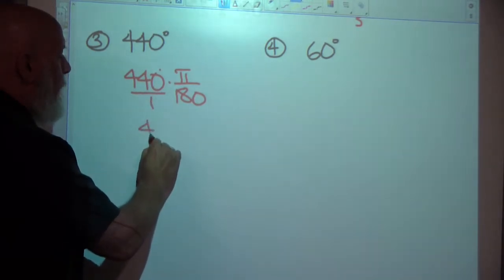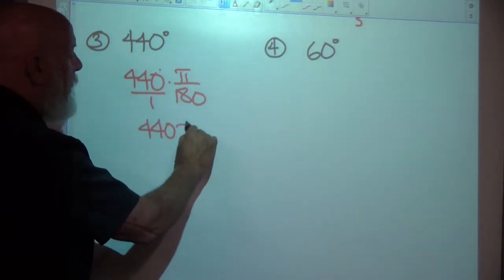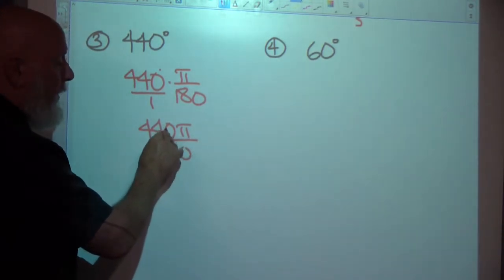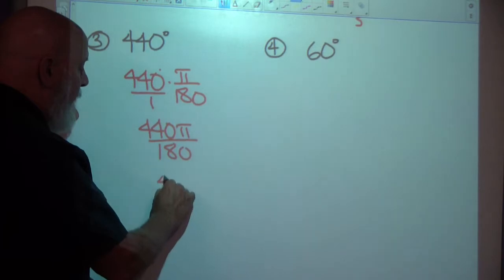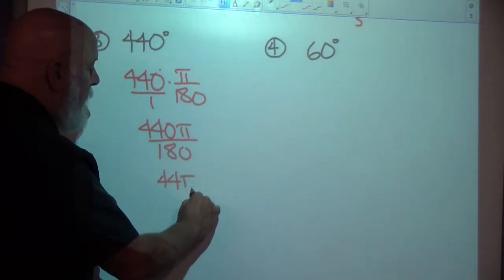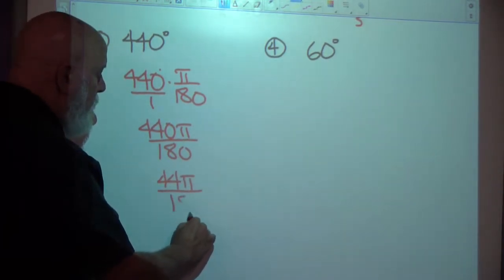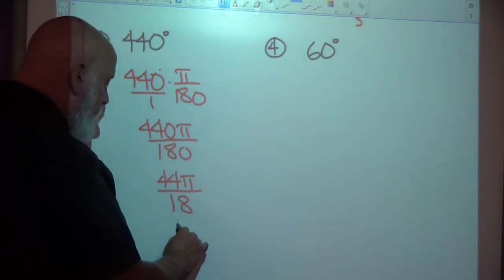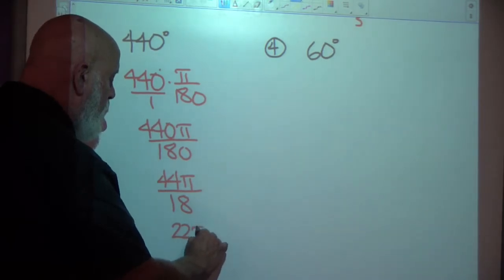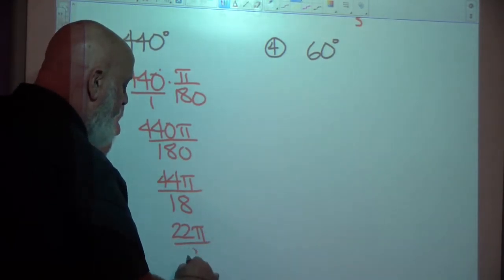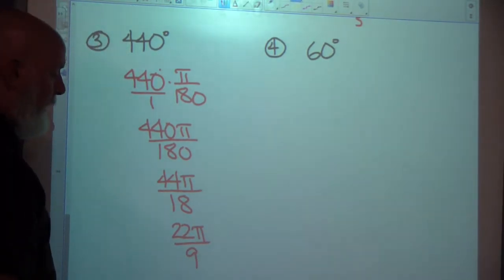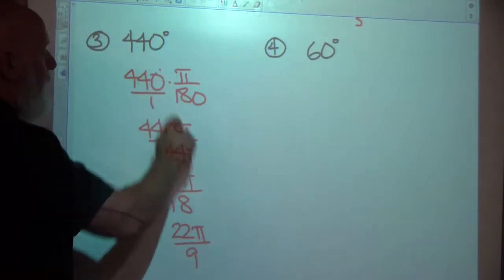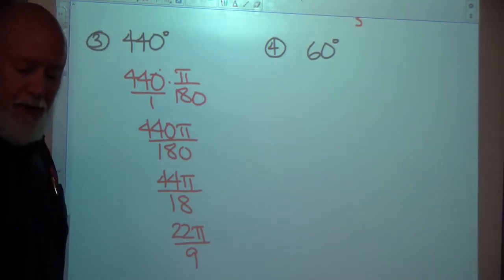That'll give me 440 pi over 180. I see I can divide both of these by 10 easily, so that would be 44 pi over 18. I can divide both of these by at least 2. 22 pi over 9. And I think that's my final reduction. That won't reduce any further. So 440 degrees is 22 pi over 9 if I haven't made a mistake.